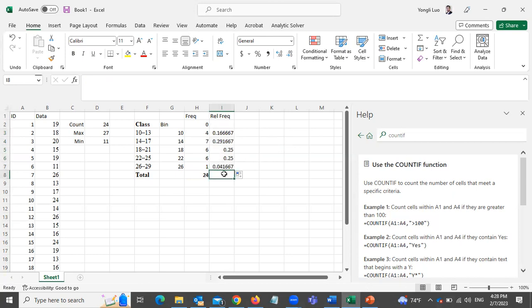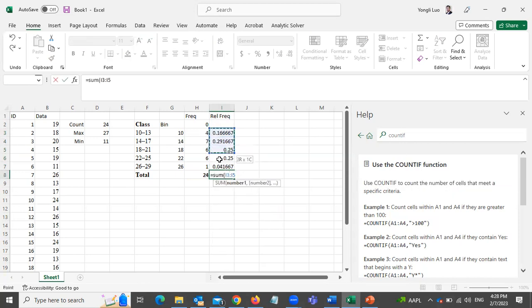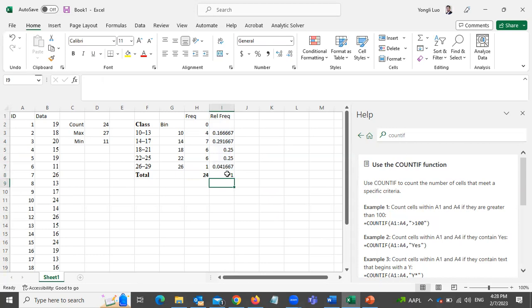The total is 1. If you do the sum, you will see the total has to be 1, which means 100%.